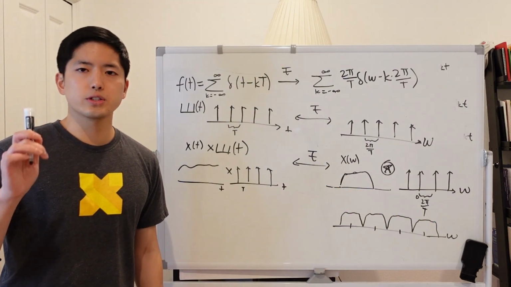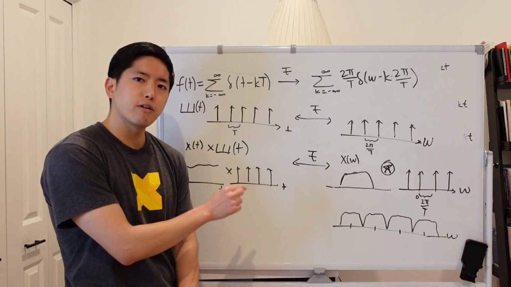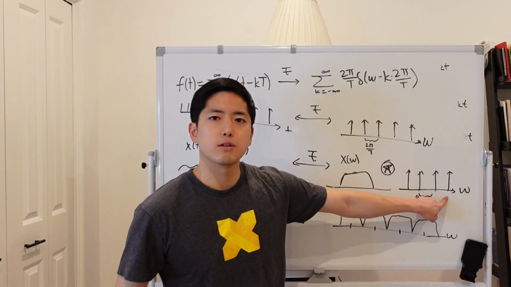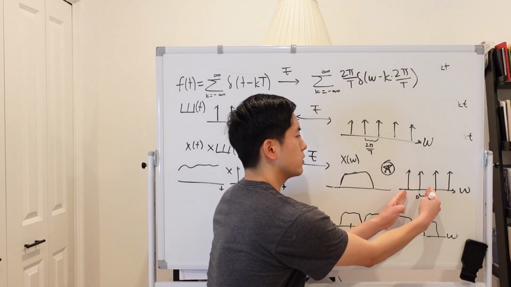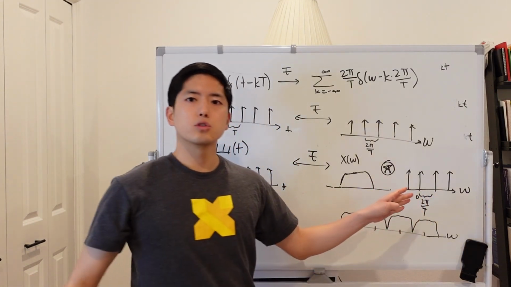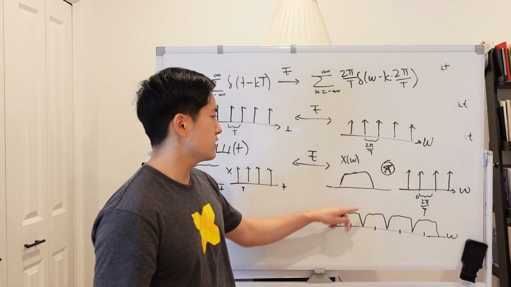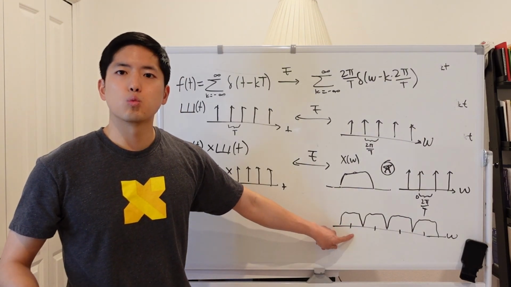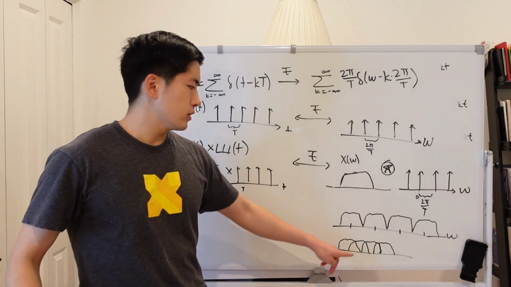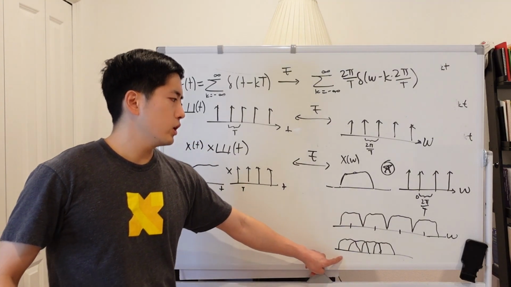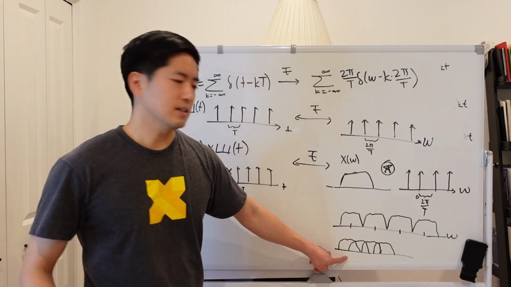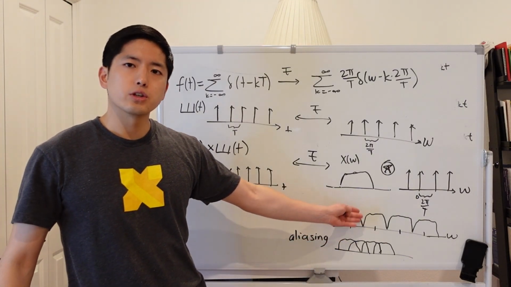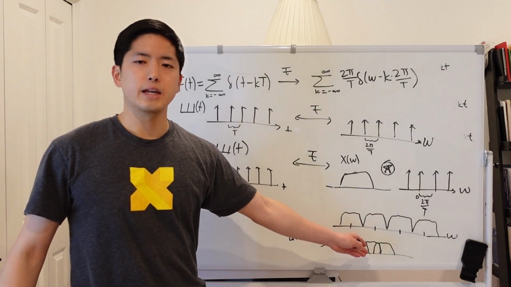But now you see an interesting problem. If your impulses are too far apart from one another in the time domain, it causes the impulses in the frequency domain to become too close together. And this causes this signal to overlap with itself during this replication process. So the signal overlaps with itself, which is what we call aliasing. And this can be bad. If you have too much aliasing, it can cause your signal to overlap and corrupt your data.